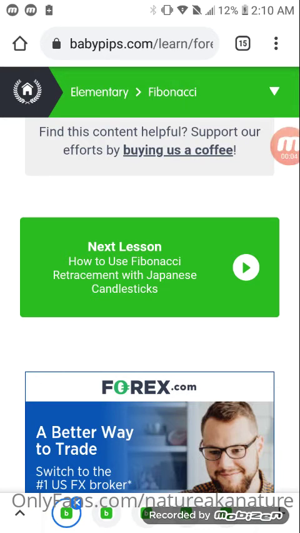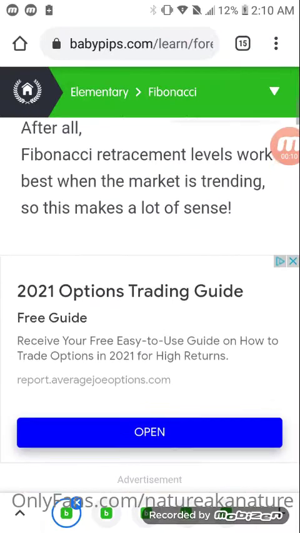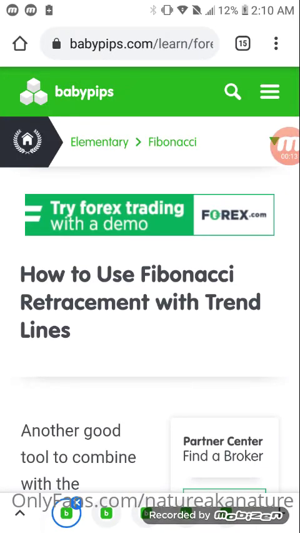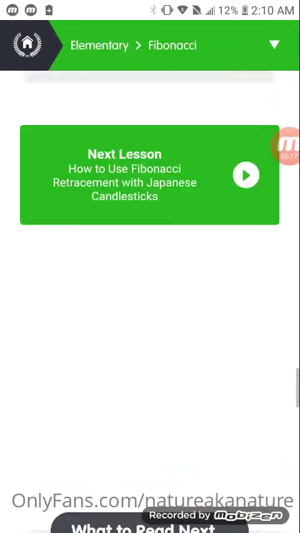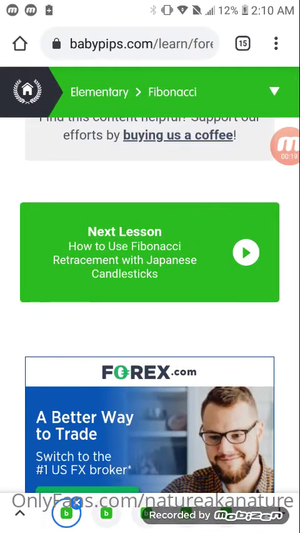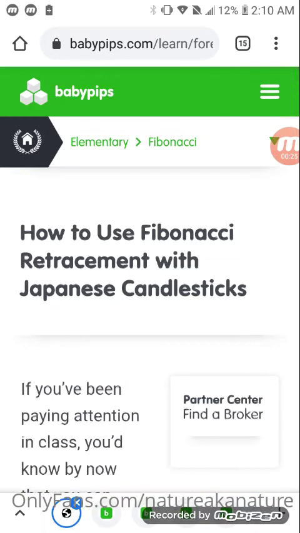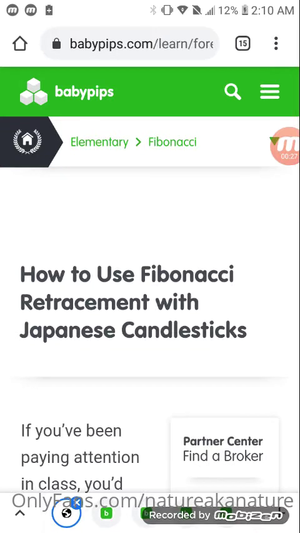Alright, gang, so we're back for the next lesson: how to use Fibonacci retracement with Japanese candlesticks. We just ran over how to use Fibonacci retracement with trend lines. So now we're going to go over how to use Fibonacci retracement with Japanese candlesticks. Let's start right now.